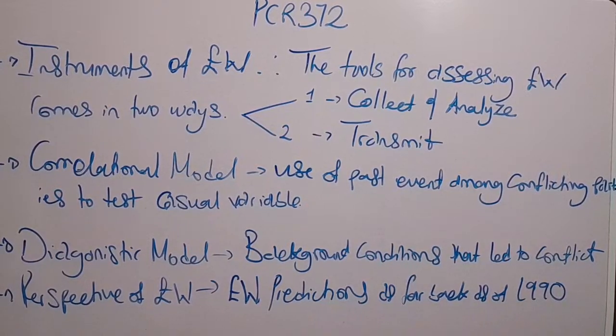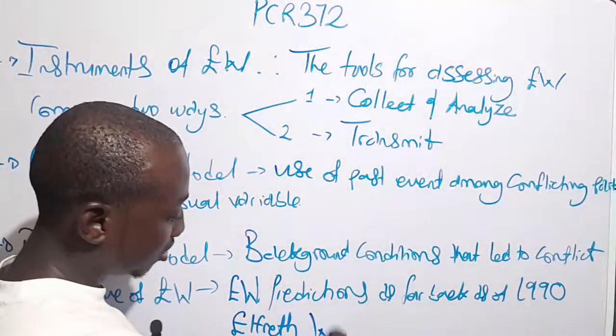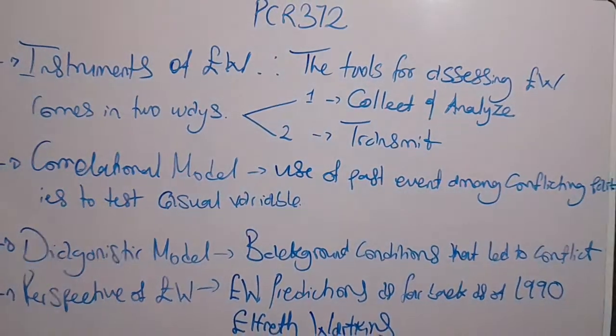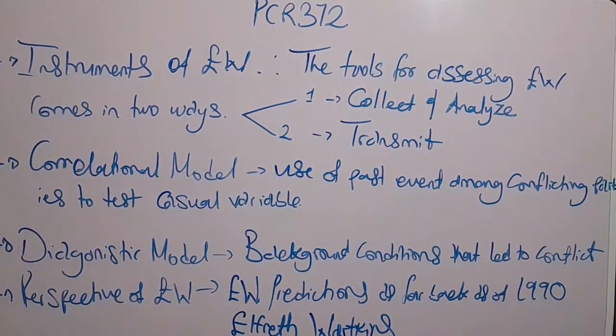So among these predictions is what may happen in the next 100 years, and this was by Alfred Watkins. What are the predictions? What may happen in the next 100 years, by Alfred Watkins?